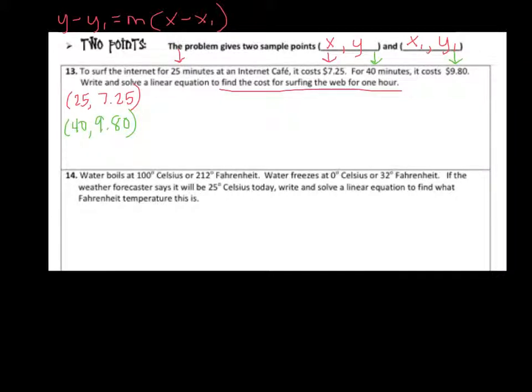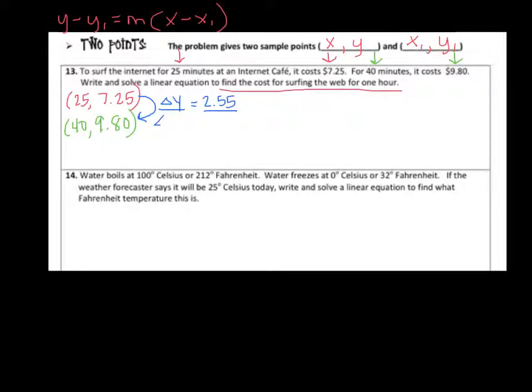So what we're going to do now is use those 2 points to calculate our slope. And then that way we will have enough information to use point slope form. So remember, to find slope, you're going to find the change in y. So I'm looking for how much it changes from 7.25 to 9.80, which would represent my change in y. So if you take $9.80 and you subtract $7.25, that is a change of 2.55.